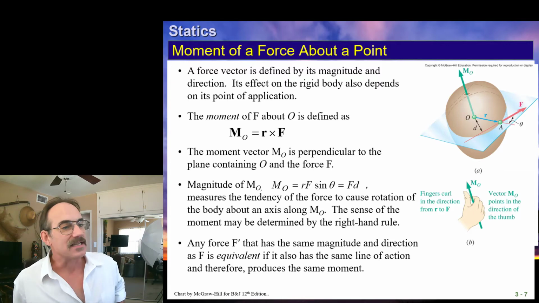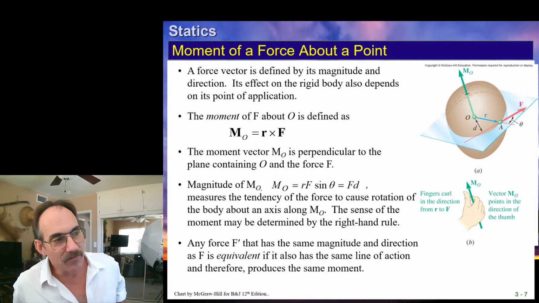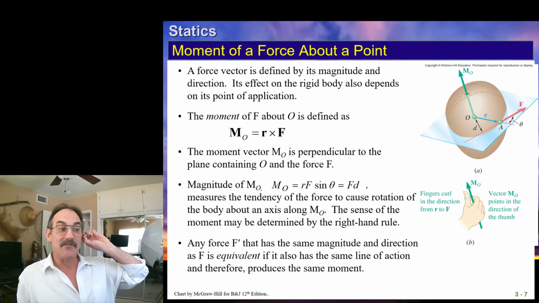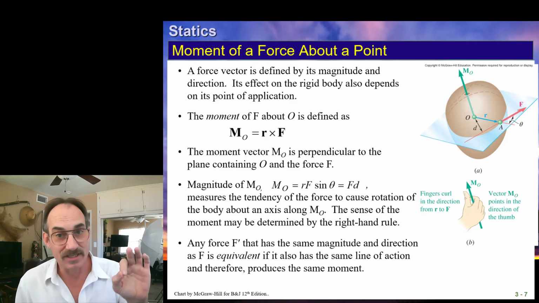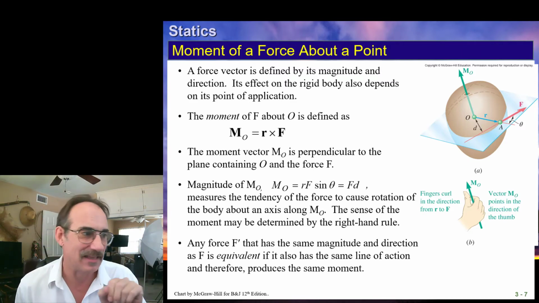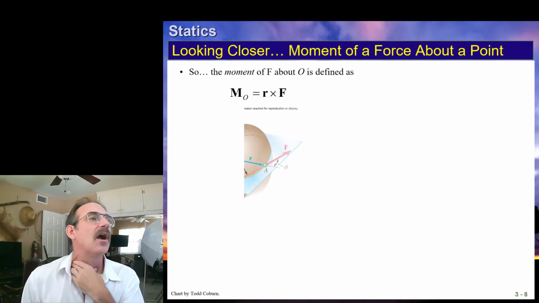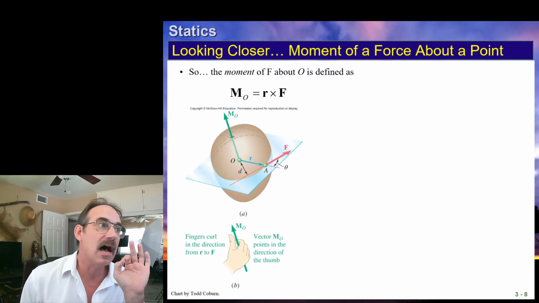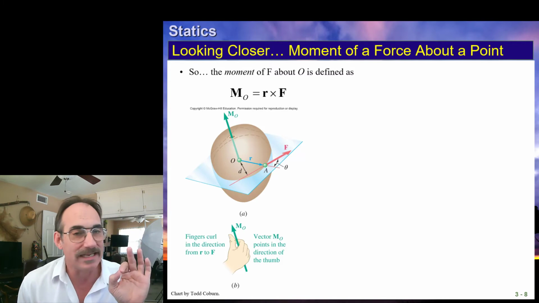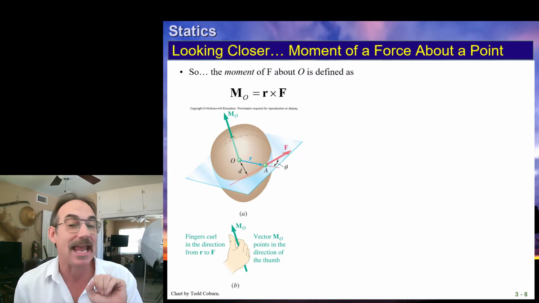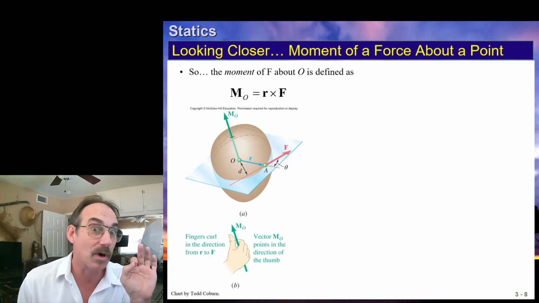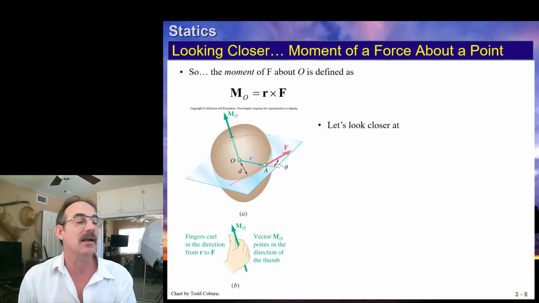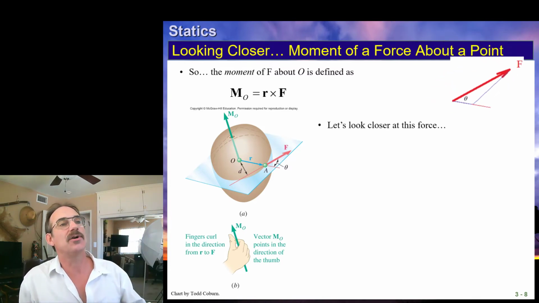Any force that has the same magnitude and direction is equivalent if it also has the same line of action and therefore produces the same moment. Okay, that's kind of a trivial statement, but it's true. All right, let's look at this further. We already said that the moment of a force about a point is R cross F. And we clarified what R we're talking about and what F we're talking about. Let's look a little closer.